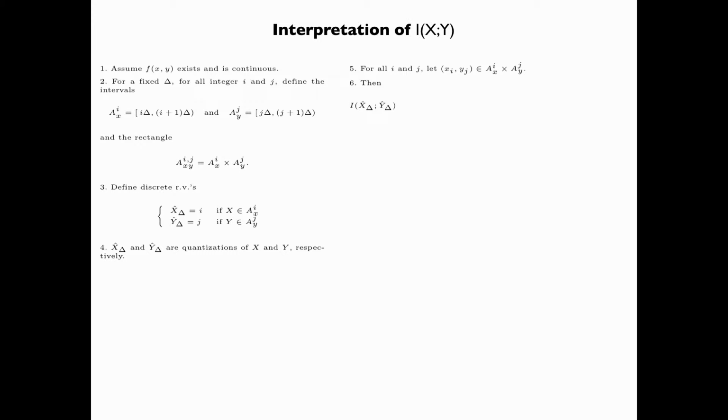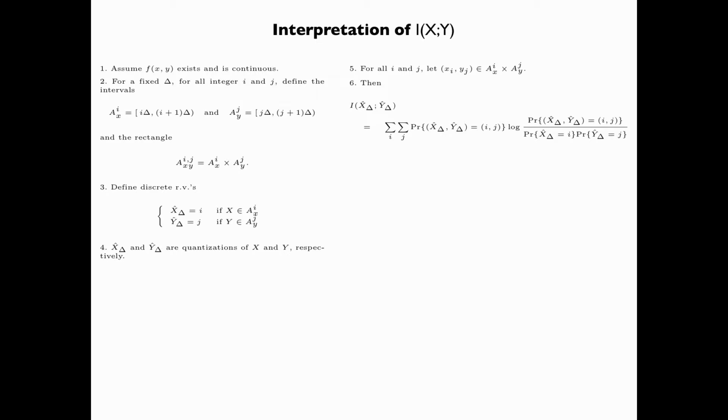Now we compute the mutual information between the two discrete random variables X hat delta and Y hat delta. This is equal to the summation over i, summation over j, of the probability that X hat delta and Y hat delta equal (i, j), times the log of that probability divided by the probability that X hat delta is equal to i, times the probability that Y hat delta is equal to j.